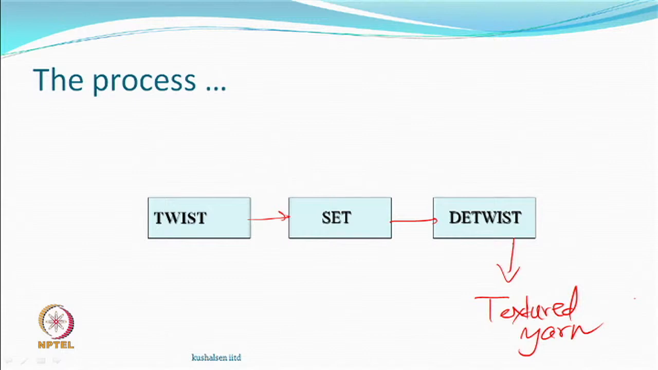Question is how? It is so simple. Let us see. So, we are doing twisting. So, there are three things, steps we are doing, important three steps. Twist for deforming the yarn, right. We have seen there are other methods of deforming the yarn. You can do anything to deform the yarn.